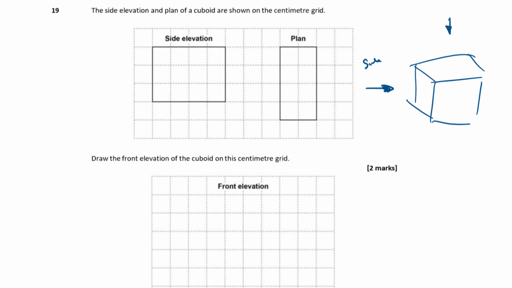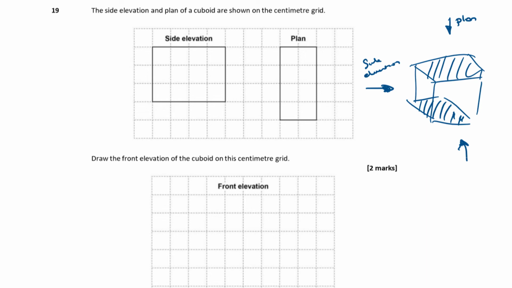Now the plan is either you can think of it as a top down view, so this is a side elevation. Now the plan, you can either think it's like a bird's eye view, so looking down on the shape from above, or the other way you can think about it is a footprint. So if you squish your shape into sand, what footprint would it have? So you can either think of it as the footprint, or you can think of it as the top down view. It's the same shape for a cuboid, isn't it? Okay, so what we want to know is the front elevation, what it looks like from the front.